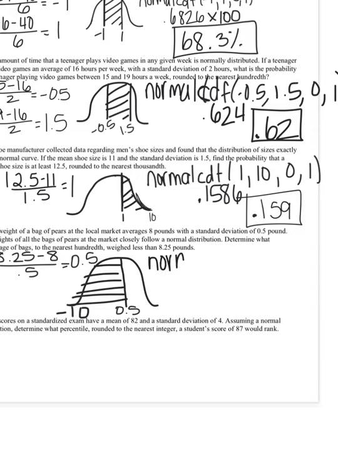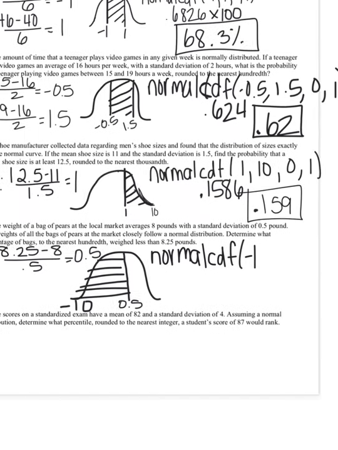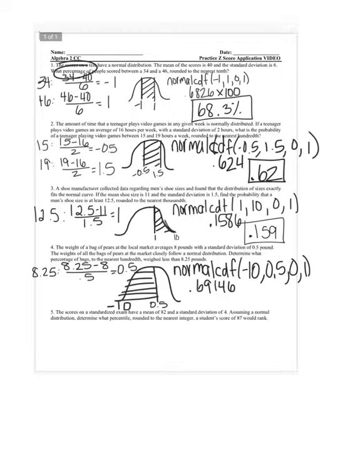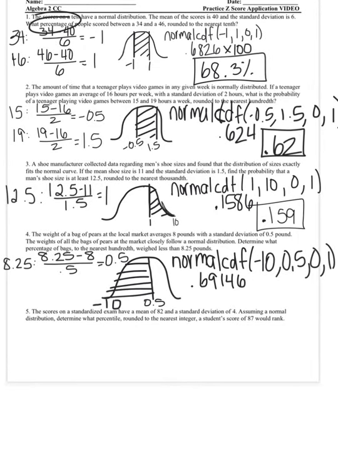So you're going to do normal CDF, lower boundary, upper boundary, mean, standard deviation. That gives us 0.69146. We are finding the percentage. So we multiply that number by 100. You can do it right in the calculator if you want. And we're rounding to the nearest hundredth. So your final answer should be 69.15%.